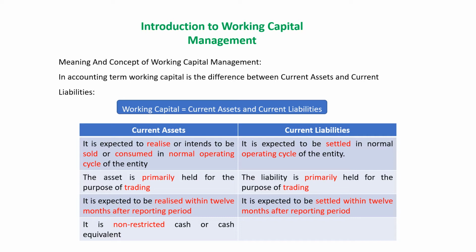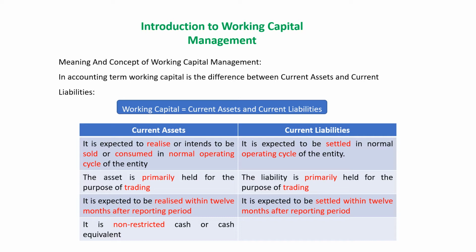Current assets: an asset which is expected to be realized or intends to be sold or consumed in the normal operating cycle of the entity. Realize means we will be able to encash. Intends to be sold means we are trading, that is, we are selling the goods. Or consumed means we will be using it in our daily manufacturing process in the normal operating cycle of the entity.